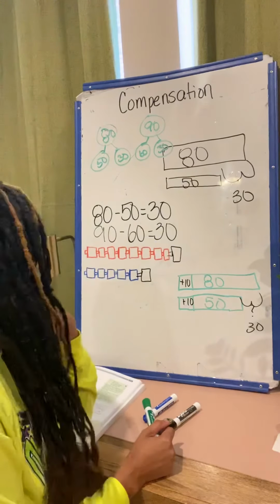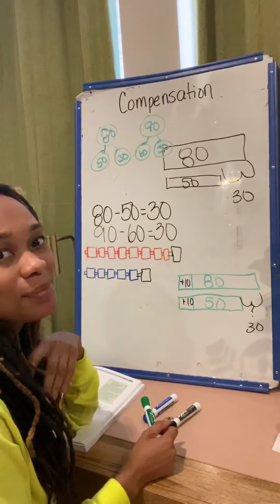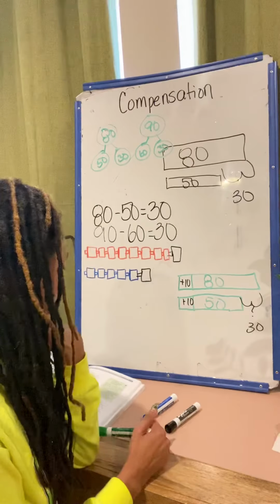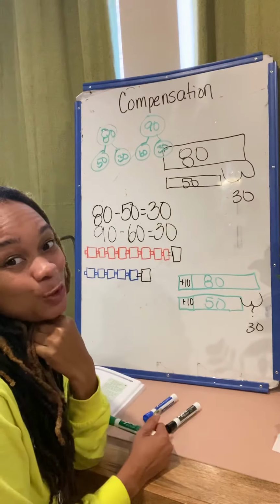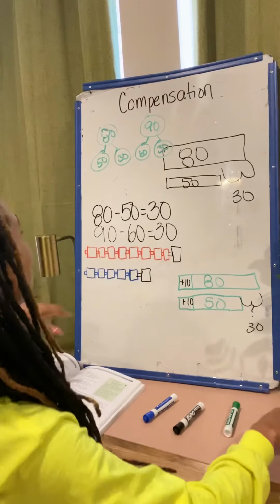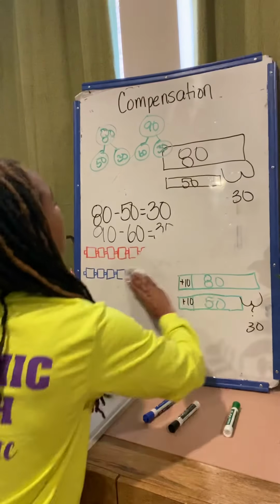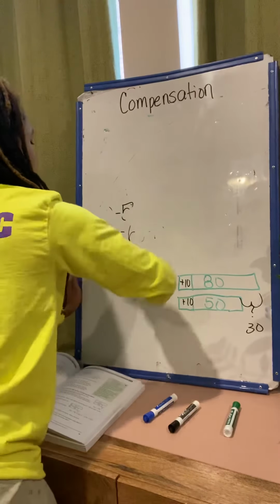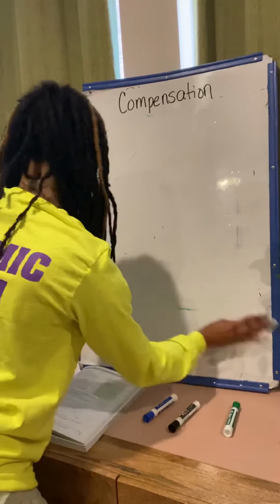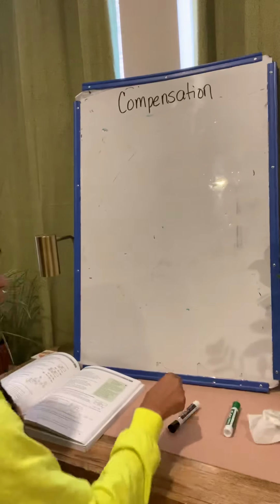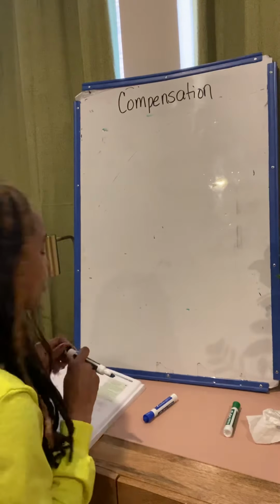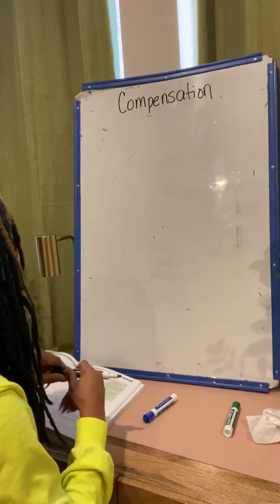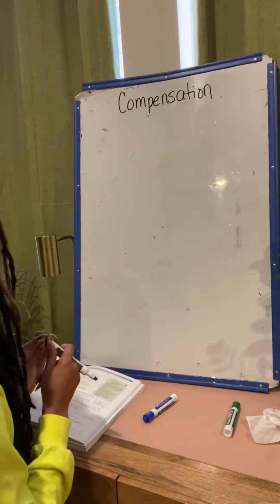So I'm going to walk you all through a problem, and then we're going to do one together, and then I'm going to leave one for you to do on your own. So I'm going to go ahead and erase so I'll have some space to work this problem out. So let's try a new problem. We're going to start with 230 minus 180.